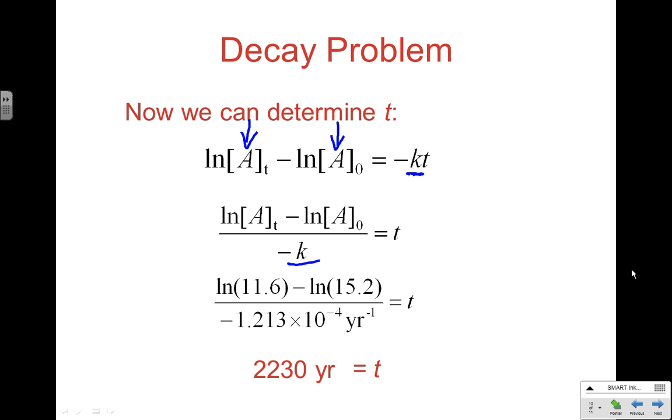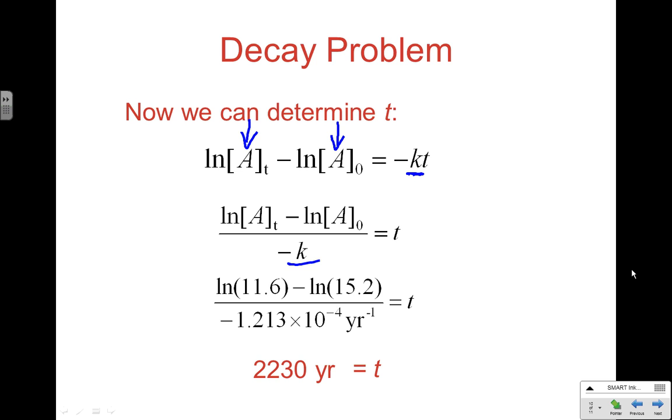And this is a very common application when you have organic matter, to determine how old it is from some archaeological dig. So what we can basically say is the piece of wood as a tree existed 2,230 years ago. And at that point, the tree died, it was cut down, and it was made into this artifact.